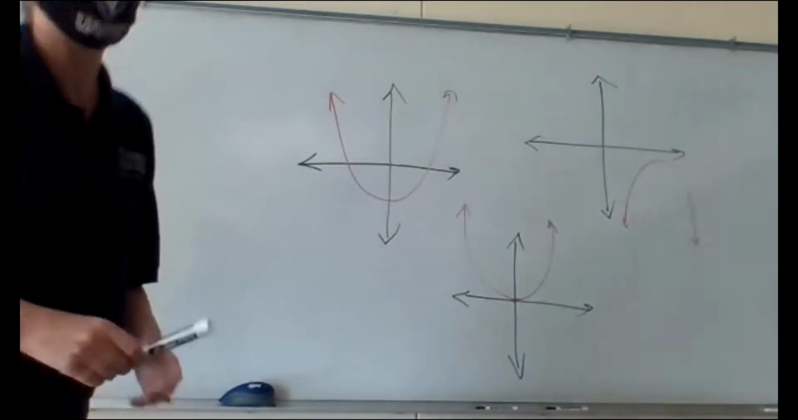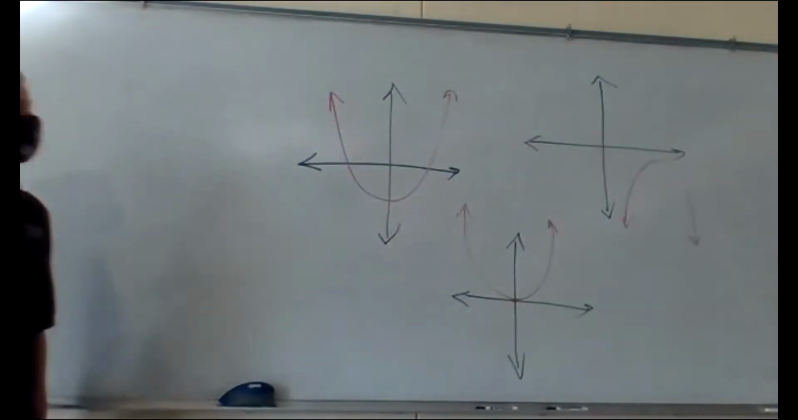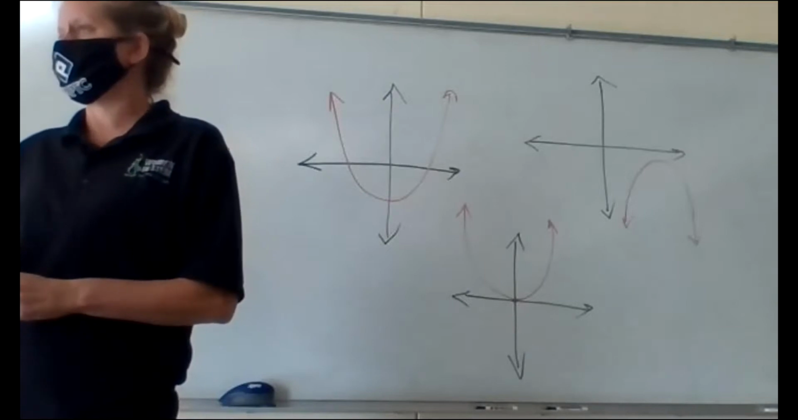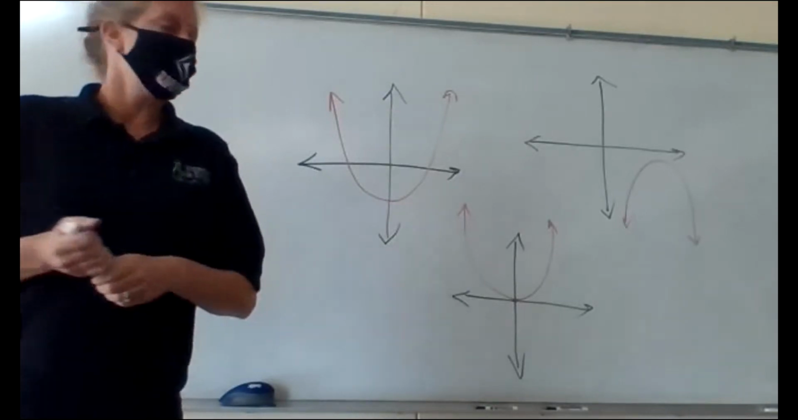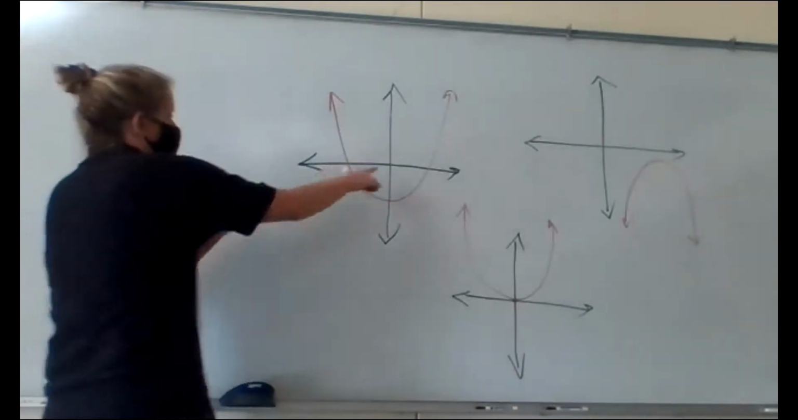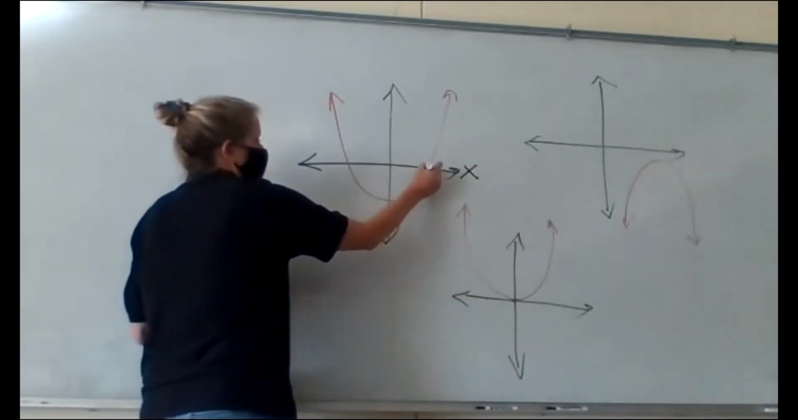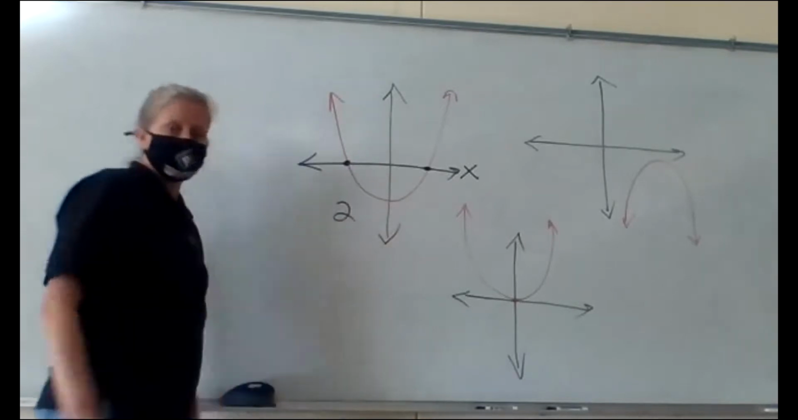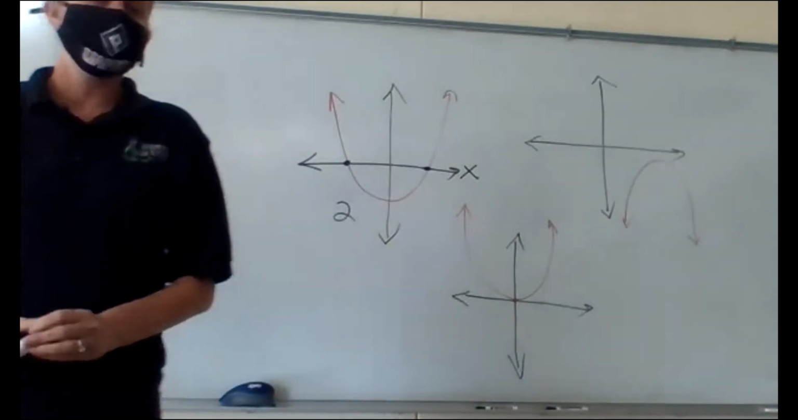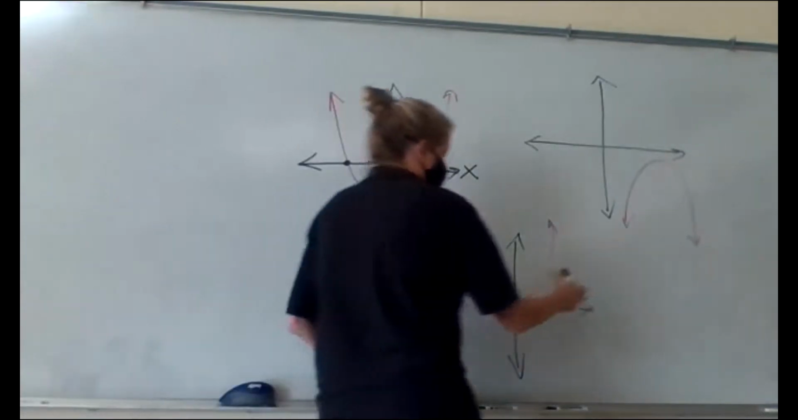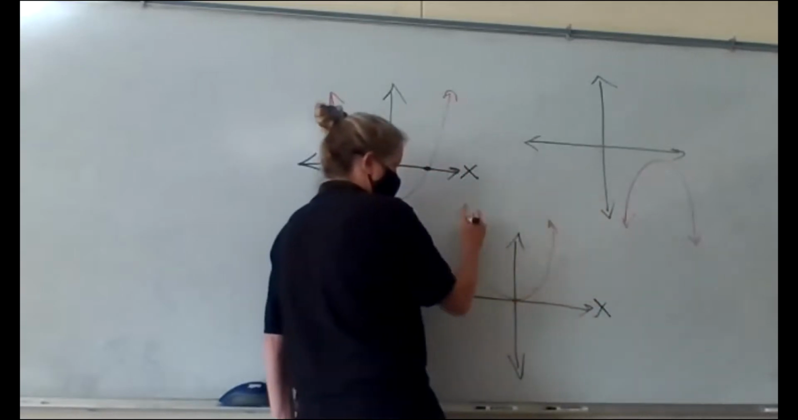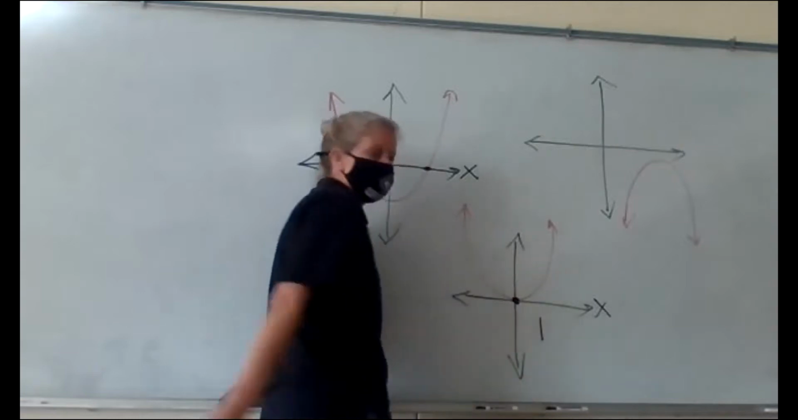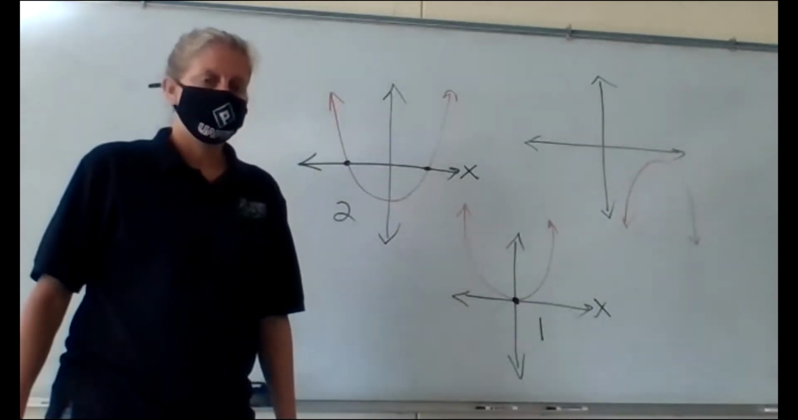So let's think about that rule. Since they're all x squared graphs, the maximum number of x-intercepts should be 2, right? Well, how many x-intercepts does this graph have? If this is my x-axis, it crosses it once here and once here, which means it has 2 x-intercepts. Again, here's my x-axis. How many times does this one cross or touch the x-axis? Just right there. So it only has 1 x-intercept.